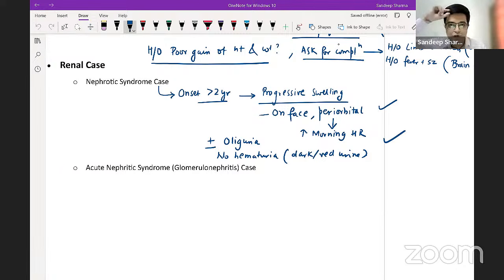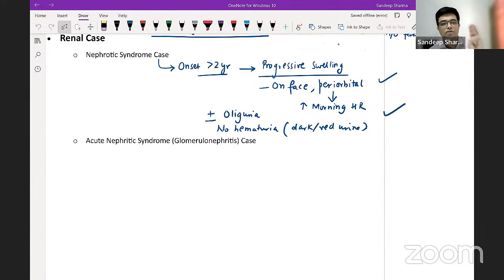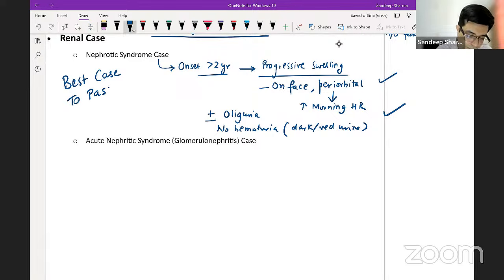Now, based upon this history, what is coming to your mind? Nephrotic syndrome. Why nephrotic syndrome? Because no hematuria, no oliguria, no other system involved. There is progressive swelling, first appeared on the face, later involved the whole body. This is the classic case that you will get, nephrotic syndrome. Every third or fourth person in a ward in the final exam will get a nephrotic case. So nephrotic case is the best case to pass. If you falter in that, that is not my fault, but it is the best case to pass.